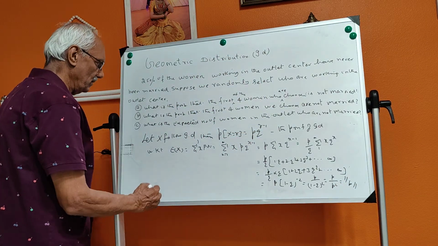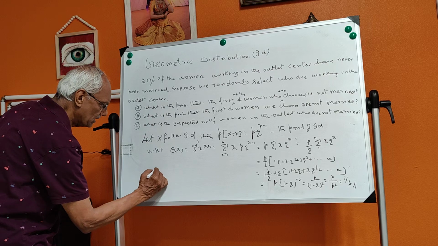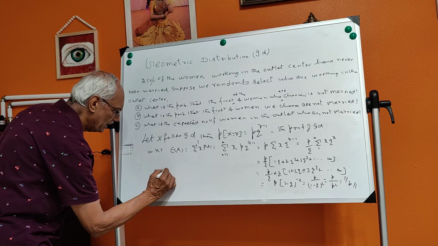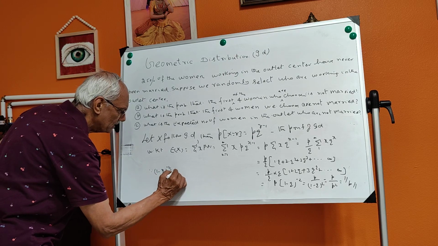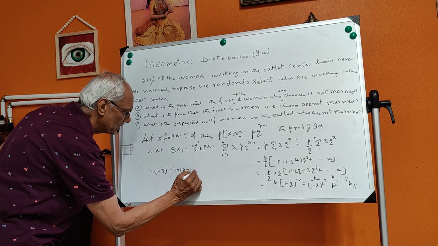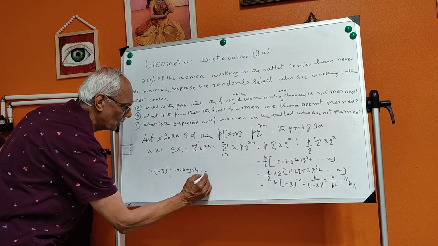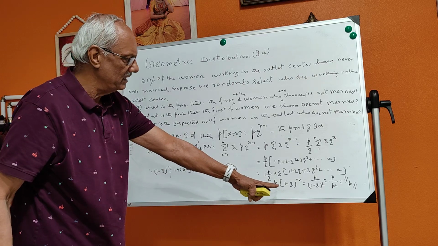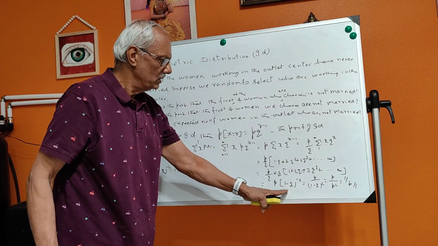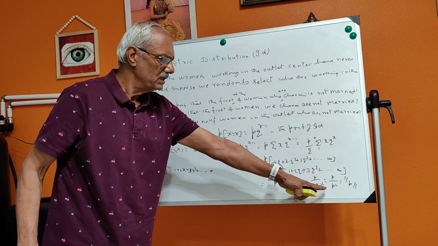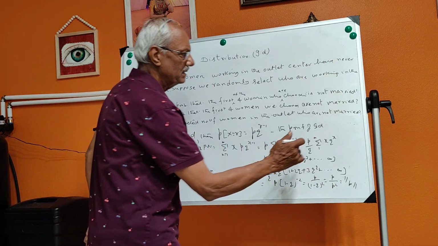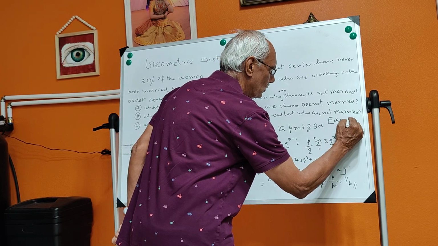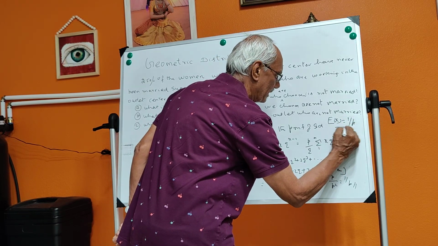See, I have used here that 1 minus x to the power of minus 2 is equal to 1 plus 2x plus 3x square plus so on up to infinity. So I am using this idea here, where instead of x you have got q here. So 1 minus q to the power of minus 2, after simplification I get the answer. So I write it here: your E of x is equal to 1 by p. So this is what I get.